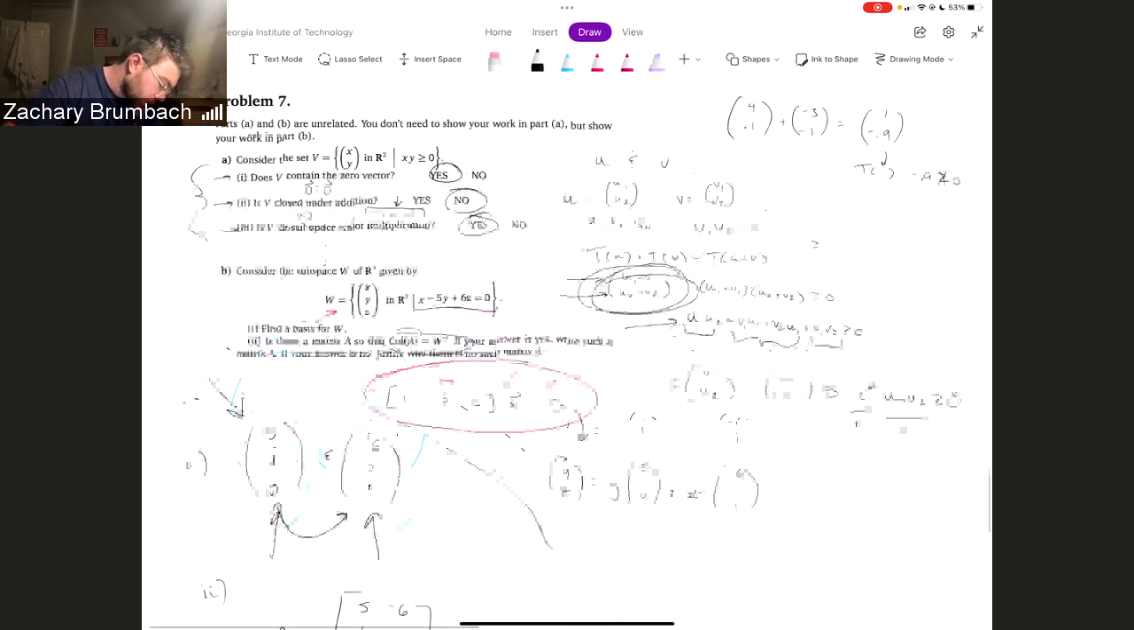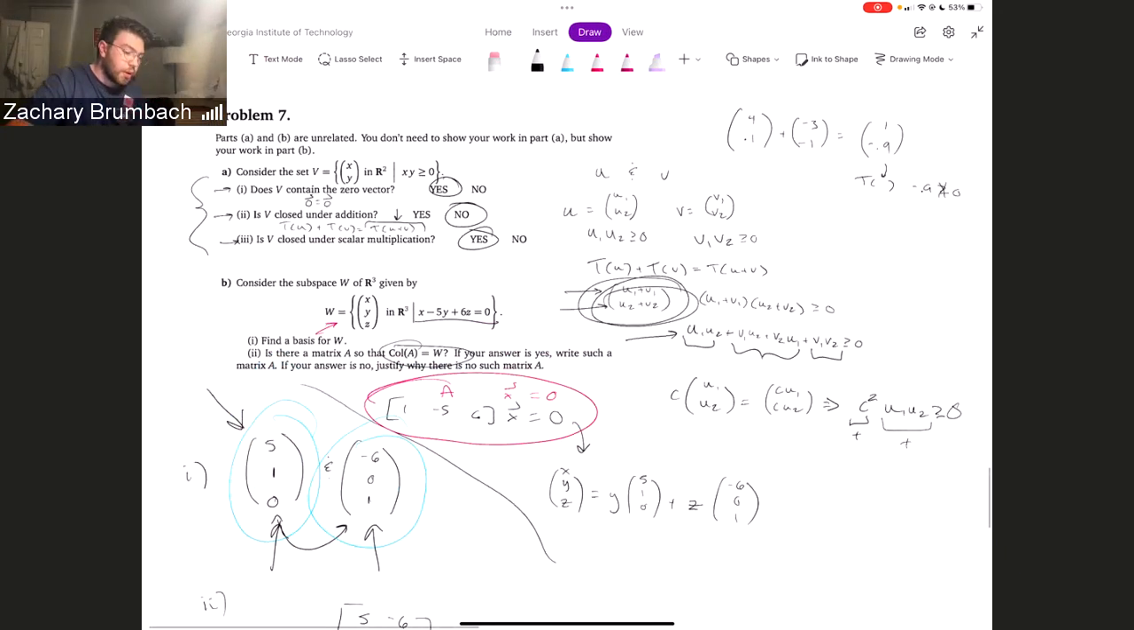So does it contain, is it closed under addition? The easiest way to think about it is the only time when x plus y is not going to be greater than or equal to 0 is if we have one that's positive and one that's negative. Essentially what that boils down to is, can we come up with a couple numbers such that A1 plus B1 is positive and A2 plus B2 is negative? Because if this is true, then it fails.